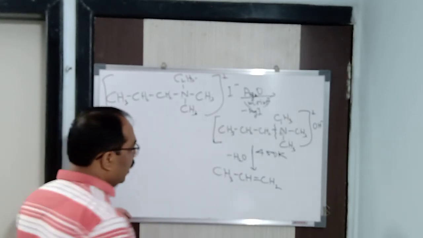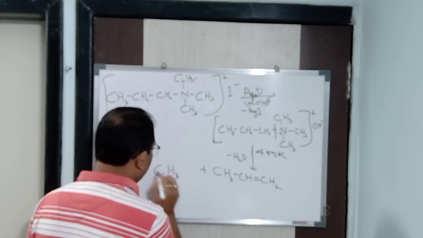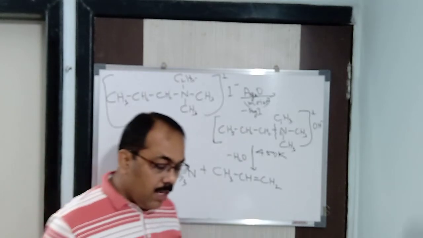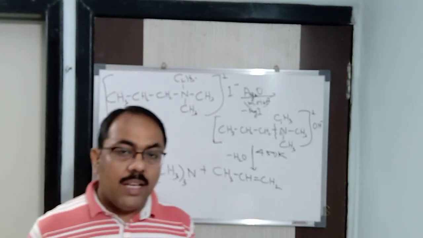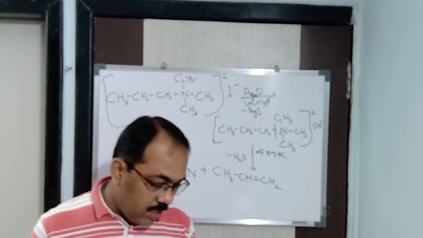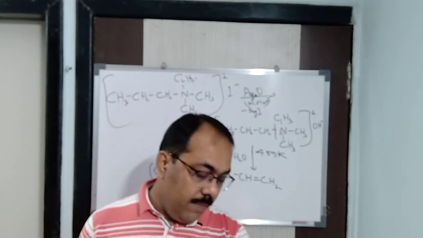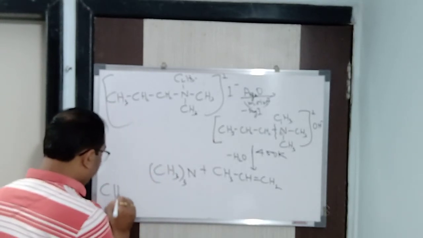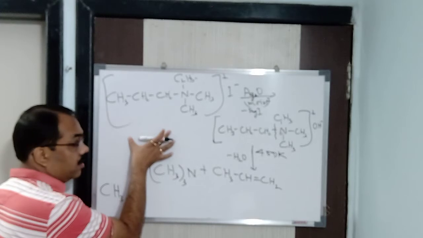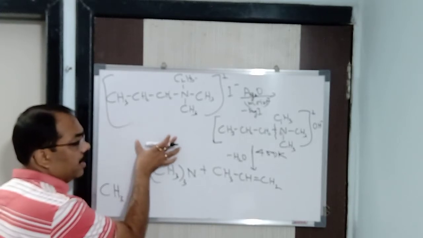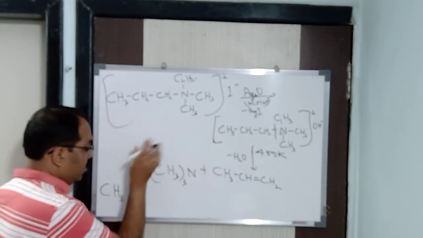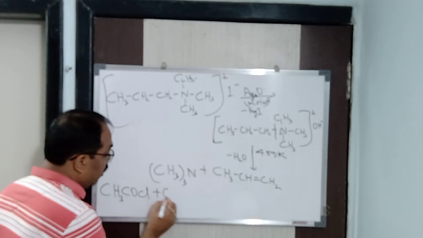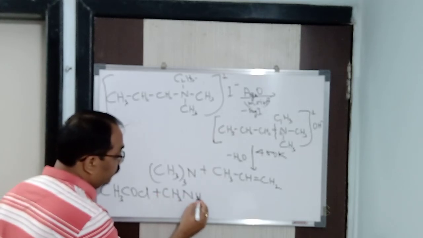And what more will you be having? You will be having CH3 whole thrice N, trimethylamine. So hence it is called Hofmann's elimination reaction. Alright. Now we will see the reaction with acid chloride. Clear? So this is your Hofmann's elimination reaction. Next, that is nothing but CH3COCl, acid chloride, reacts with CH3NH2.